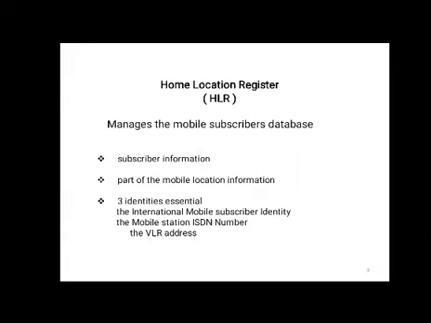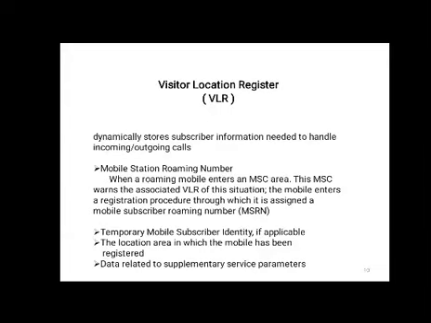The main part in a GSM architecture which holds the data of the subscriber is called the home location register, which manages the mobile subscriber database. It is the main data store, called home subscriber information, part of the mobile location information. It also consists of three essential identities: ISDN number, international mobile subscriber identity, and VLR address.